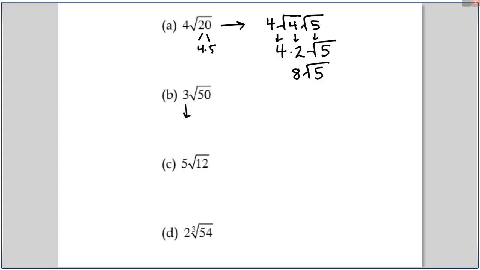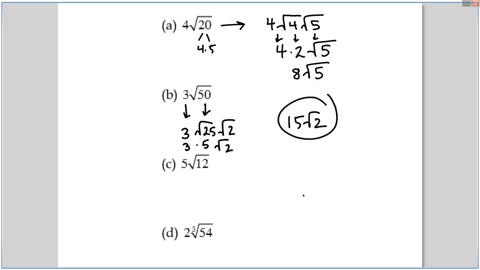Alright, so let's take a look at the next one. 3 is just 3, right? We already did 50. What did 50 become? Root 25 and root 2. The root 25 would simplify to 5. So what's that number on the outside? 3 times 5 is 15 root 2. So there's your answer.